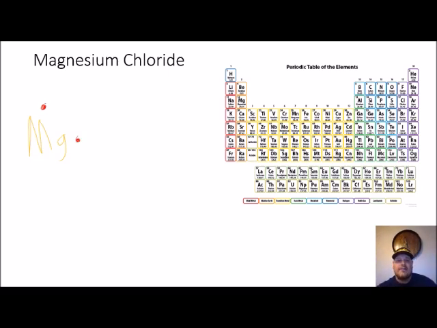I also have chlorine. So chlorine, make this one blue, has how many valence electrons? It has, I want to make these ones green, it has 7 valence electrons. 1, 2, 3, 4, 5, 6, 7. Now, if you notice, it needs 1 more electron to complete its full outer shell. In other words, it has 1 unpaired electron.